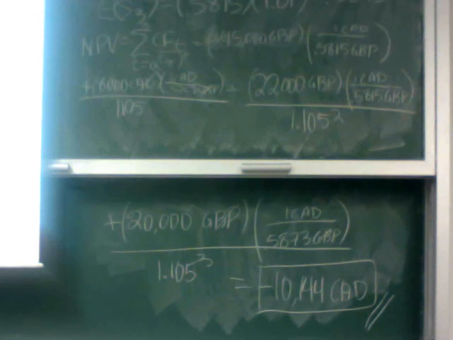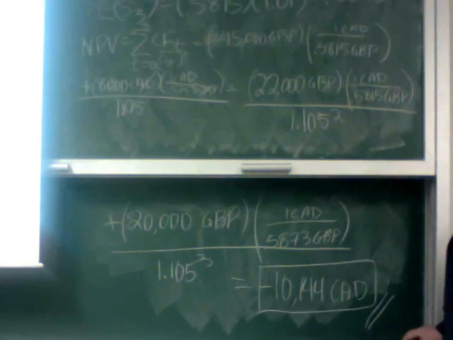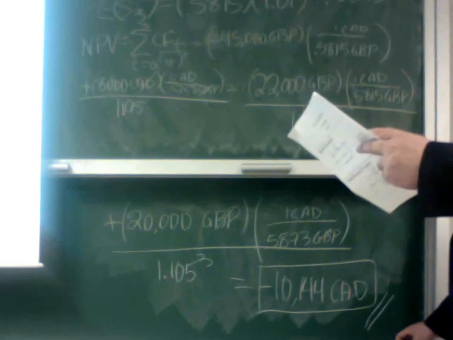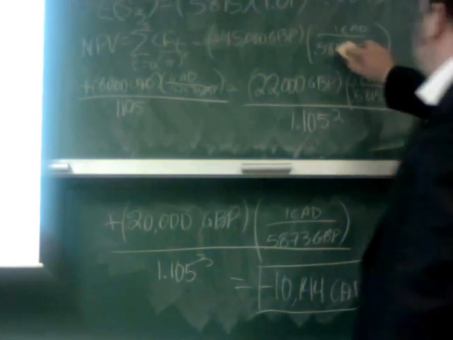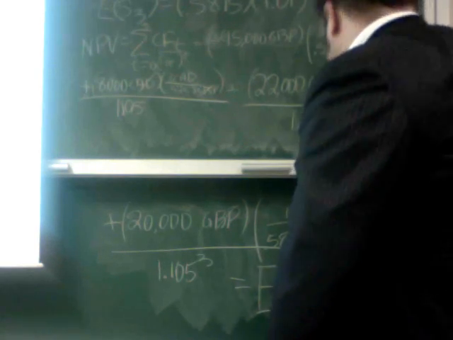The NPV is 45,000 times 1 divided by 0.5815. Why not? Oh, sorry, I think I got a mistake there. No, the spot rate is 0.5. Yeah, no, that's right. That's a mistake in my notes. 5757, 5815, 5873. Yeah, that one here should be 57. You're right.